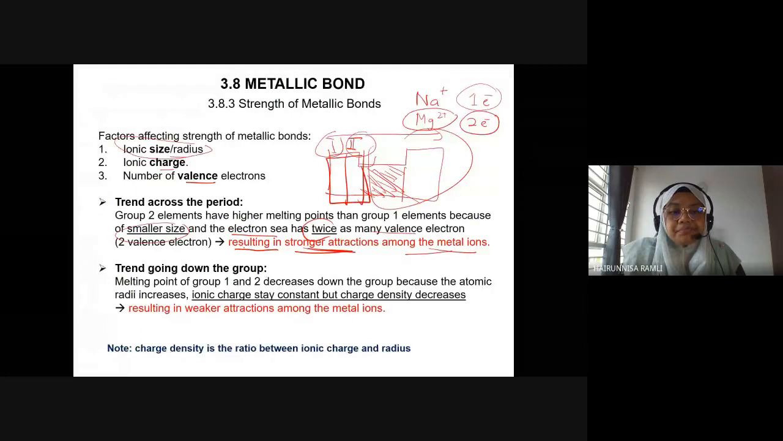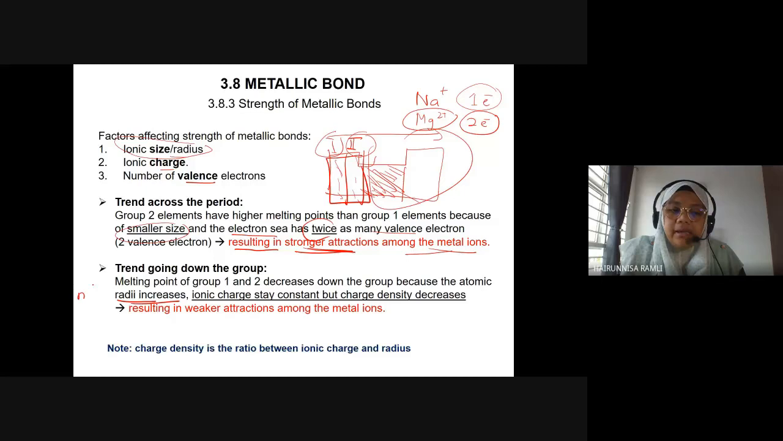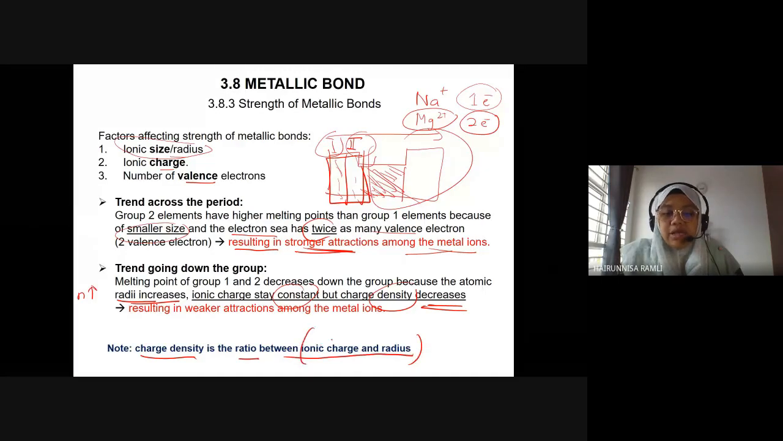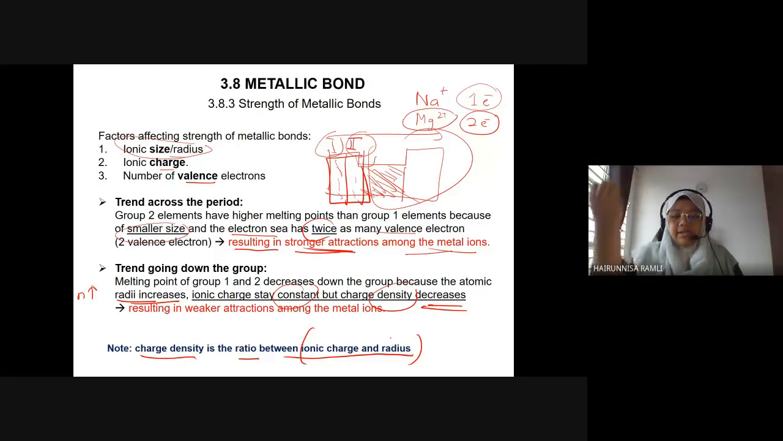Okay, and then trend going down the group, for example group 1 atau group 2 lah, going down the group. Okay, we know that atomic radius increases, betul tak? Because the N increase, value of shell dia bertambah, so size besar. Here the ionic charge stay constant, betul tak? Dia tak berubah, charge dia still positive 1, still positive 2. But the charge density decreases. So what does it meaning by the charge density? Okay, so charge density is the ratio between ionic charge and radius. So of course lah, bila ratio maksudnya bila radius, akan ada lah juga case radius makin besar tapi charge dia maintain. So what will happen? Okay, so here it will result in the weaker attraction among the metals, ion yang makin bawah lah.